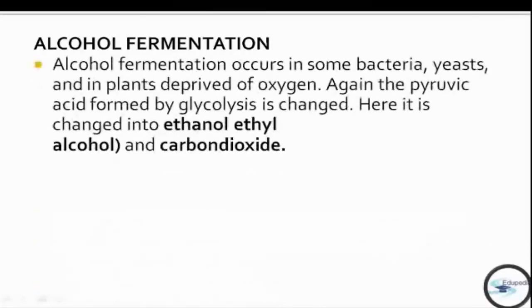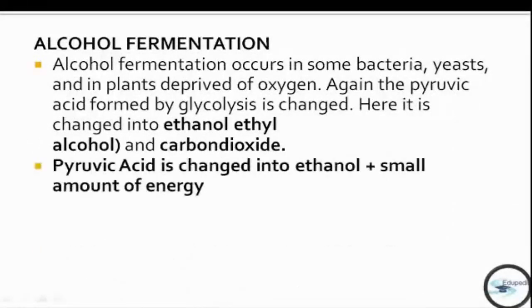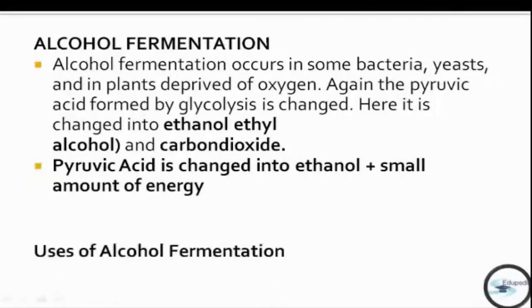The second product of anaerobic respiration is alcohol fermentation. Alcohol fermentation occurs in some bacteria, yeast, and in plants deprived of oxygen. Again, the pyruvic acid formed by glycolysis is changed. Here it is changed into ethanol, ethyl alcohol, and carbon dioxide. Pyruvic acid is changed into ethanol plus a small amount of energy.